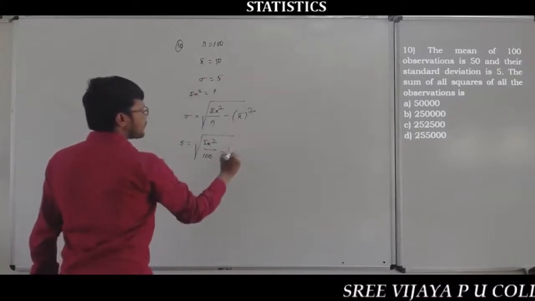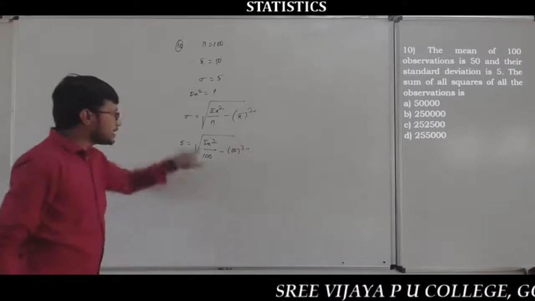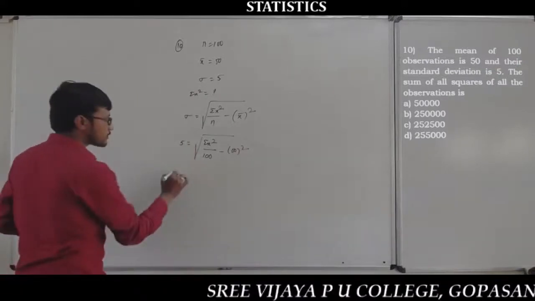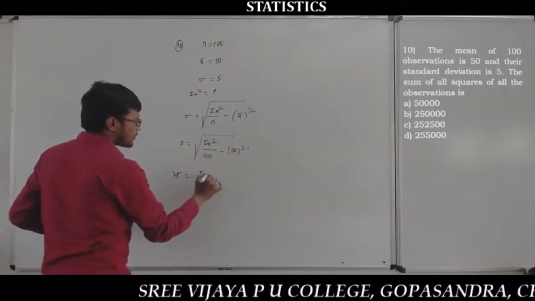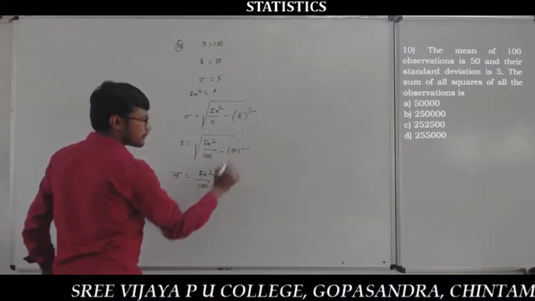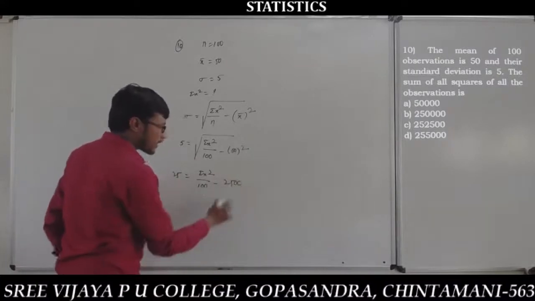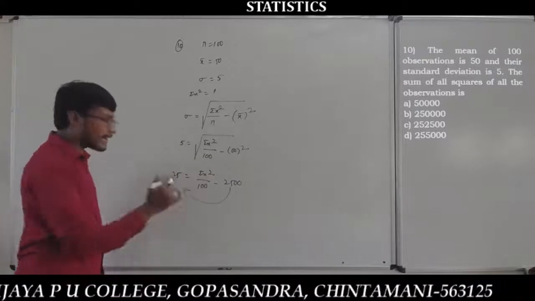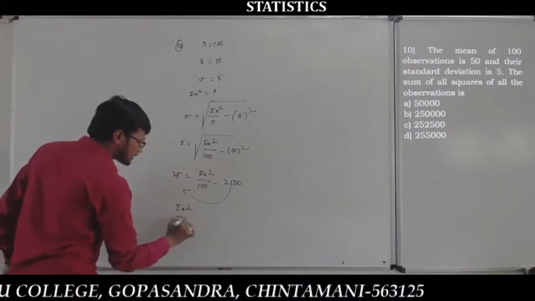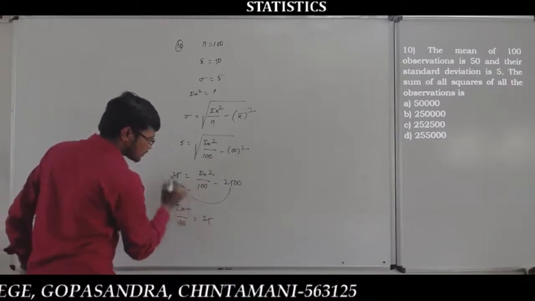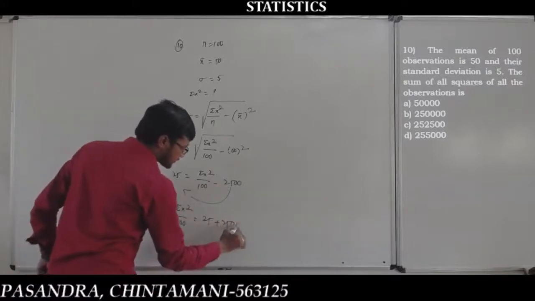X bar is 50, whole square. The square root comes here, square. What is 5 squared? It is 25. Summation of x square by 100. 50 squared is 2500, so the minus comes here, plus means we can add. Summation of x square by 100 is equal to 25, that minus becomes plus.